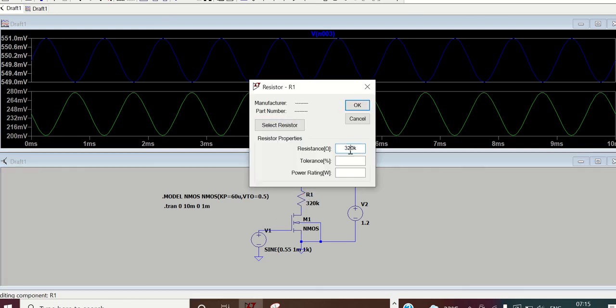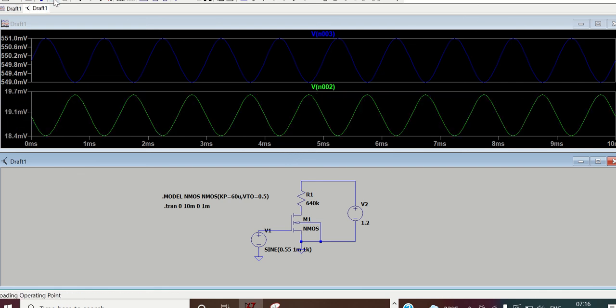Let us try to increase further. From 320 I am making this 640, and if I try and run, you can see now this output has become 90 millivolt, and my swing is almost like 0.6. So no longer amplification. Why? My device is no longer in saturation region. My main aim is to keep my device in saturation region, or else you can keep it in any other region but you will not get amplification. The 1 millivolt signal you had has become 0.5 or 0.4 signal.